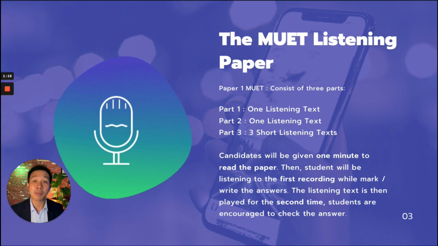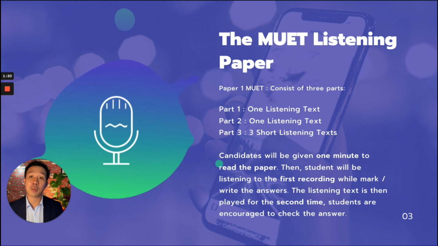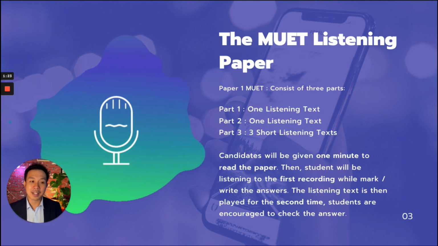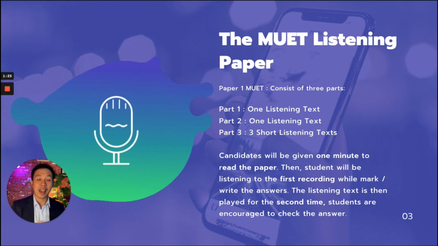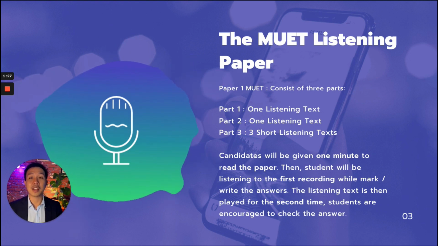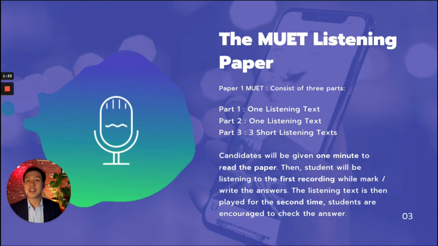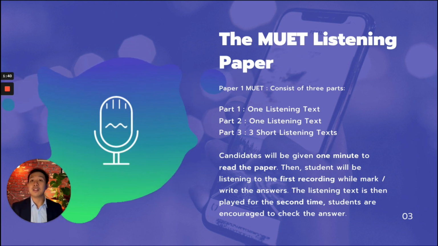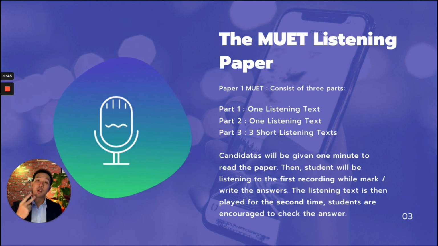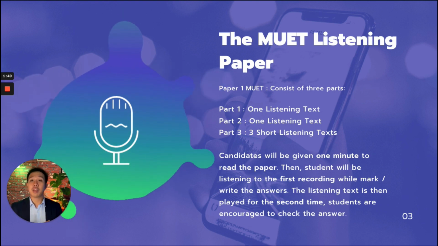In part 1, part 2 and part 3, the students will be listening to the first recording while marking and writing the answers. Then the listening tape is played a second time and the students are encouraged to check the answers. So I'm going to explain how it happens if you're confused. When you get the paper, you are given 1 minute to read the whole paper. All the paper in 1 minute. And then if there's nothing wrong, move on to part 1, part 2 and part 3.